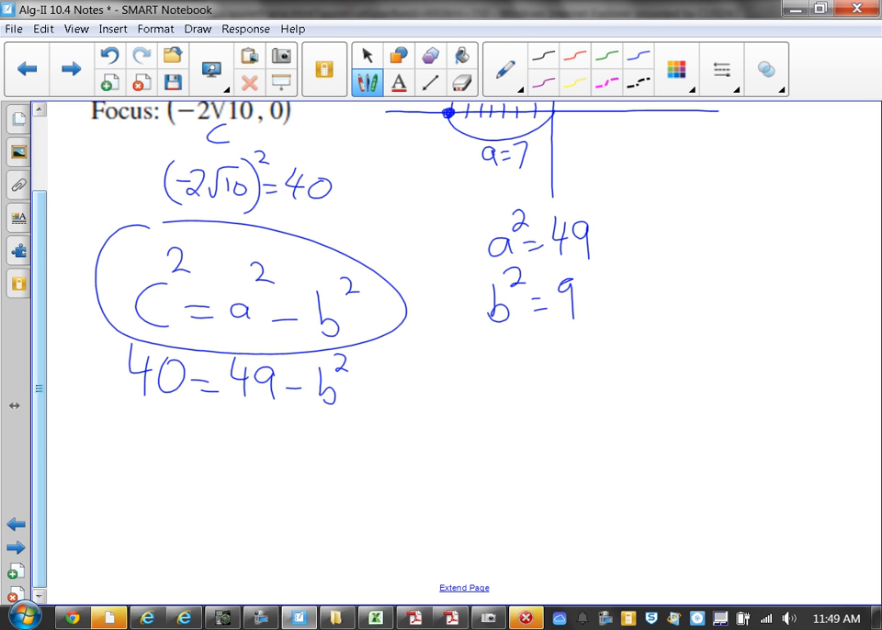I know this is stretched left and right, so does the A squared go underneath the X or underneath the Y? Good. So it's X squared over 49 plus Y squared over 9 is 1.